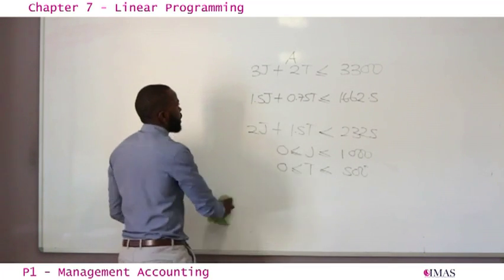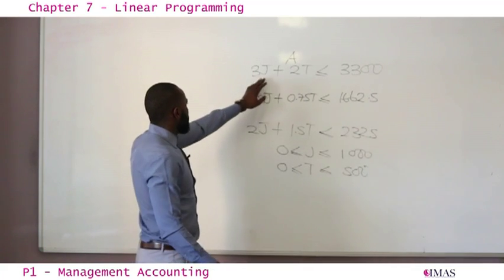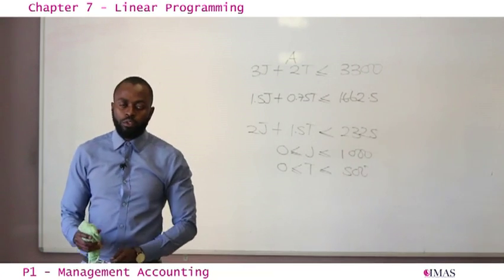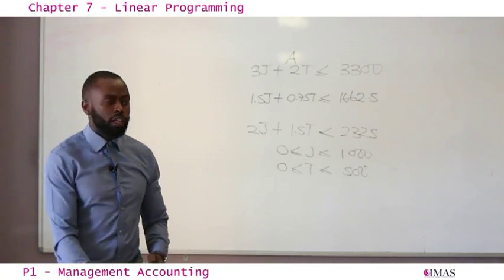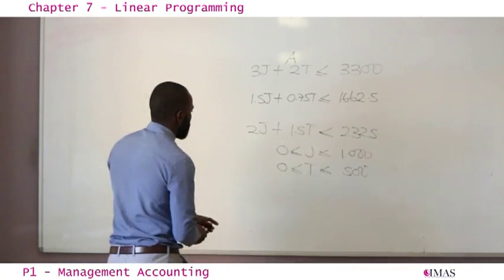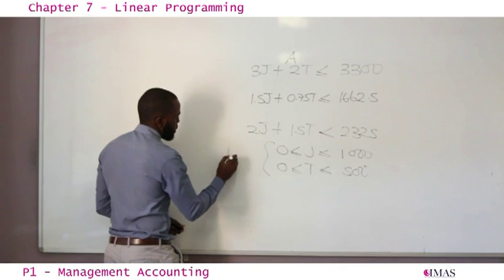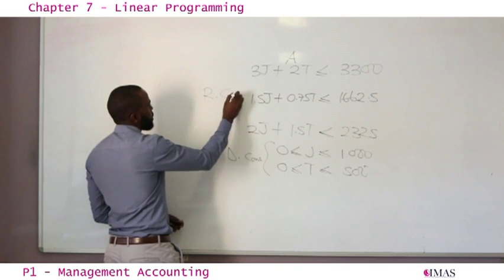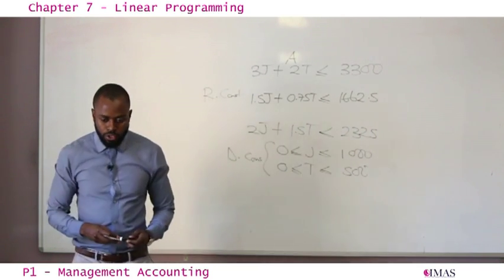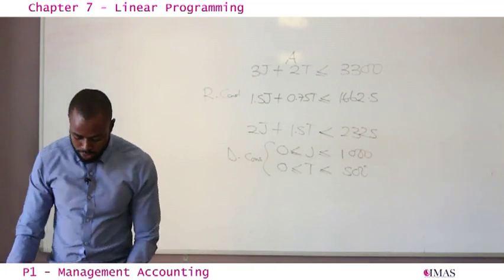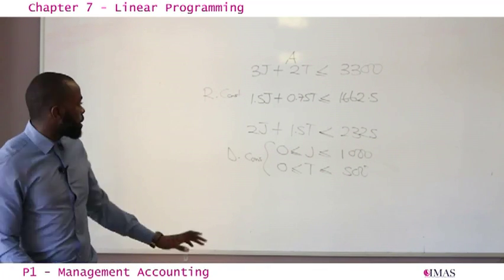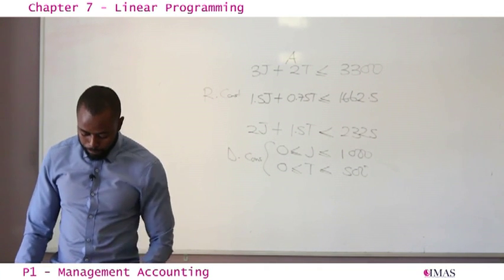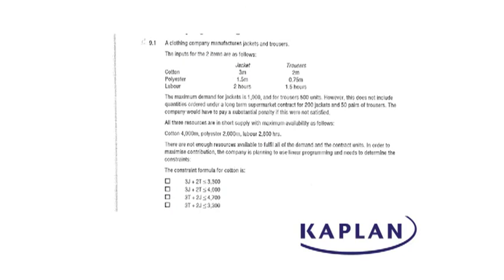So remember, to draw the graph, we need to say when J is equal to 0, what is T? When T is equal to 0, what is J? And once we have 2 points, we put those 2 points on a straight line. And here we're going to have demand constraints, and we have our resource constraint. So with this question, they only wanted us to look at cotton, but we just illustrated how we do it if they want it for polyester or if they want it for labor. So that's question 9.1 in our BPP.